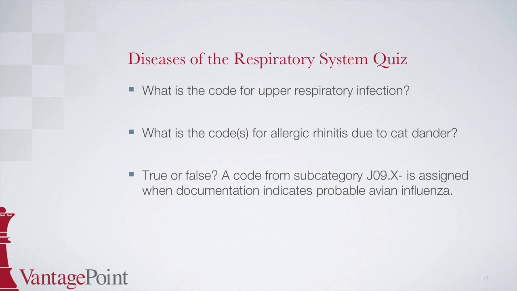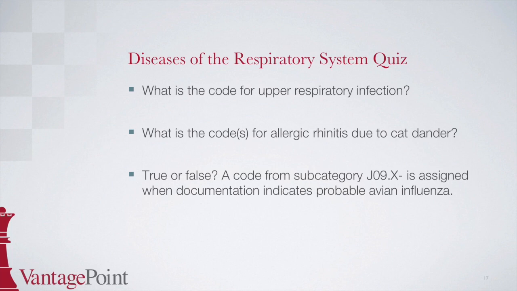The answer to our first question is J06.9, acute upper respiratory infection unspecified. To locate this code, start at infection in the alphabetic index, then go to respiratory, and then upper, which has the term acute in parentheses as a non-essential modifier, which points to J06.9, which you would then confirm in the tabular.